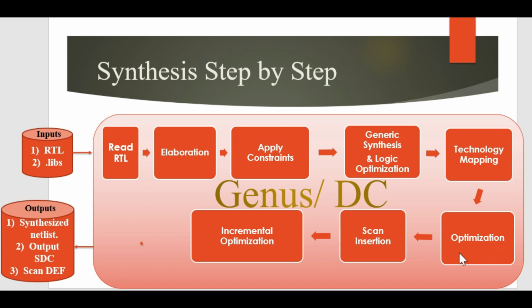We will see the steps only till this optimization step, because generally the scan insertion is done by the DFT team. There are two kinds of flow which are possible. One is the one pass flow. In the one pass flow, a synthesis person does all these things. But in the two pass flow, the netlist is given to the DFT team after this optimization step, and the DFT team inserts the scan chain in the netlist and gives it back to the person who is doing synthesis, and the synthesis person does the incremental optimization. So this is called the two-pass flow. Now let's see these steps one by one in a little more detail.